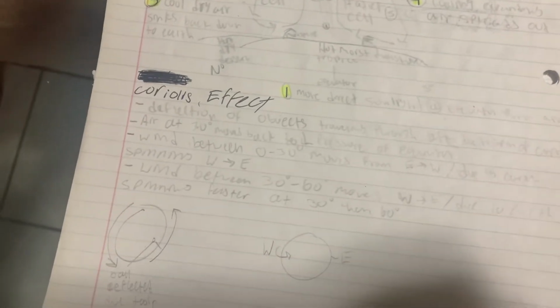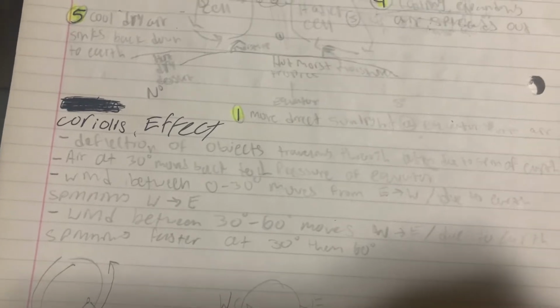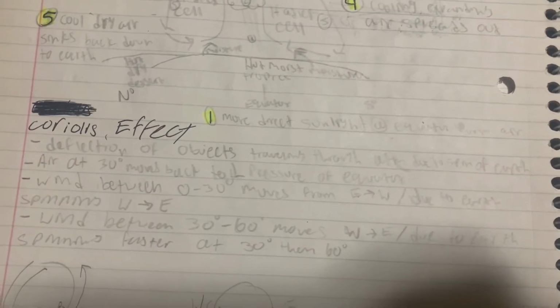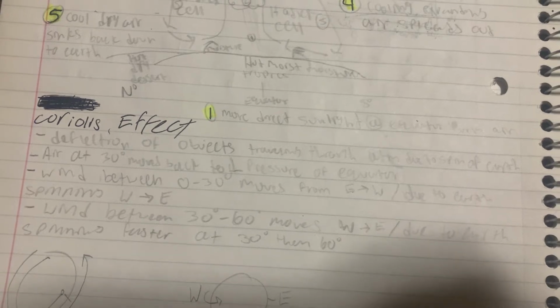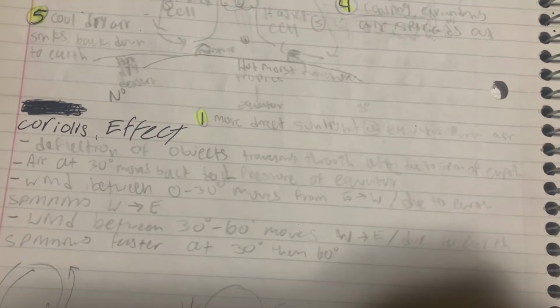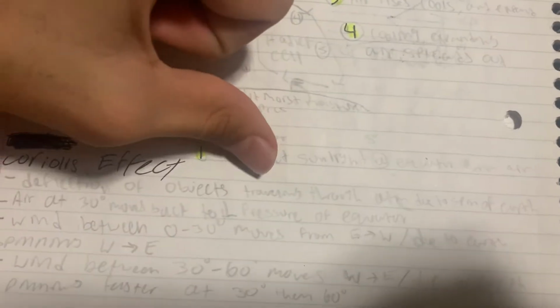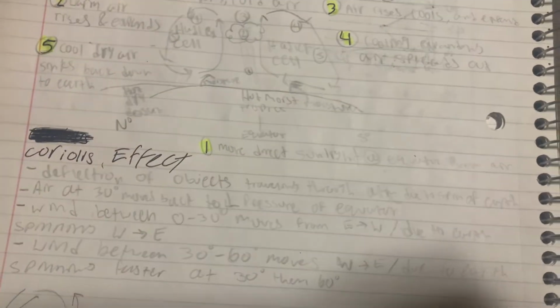And then the Coriolis effect, which is deflection of objects traveling through atmosphere due to spin of Earth. Air at 30 degrees moves back to high pressure of the equator.